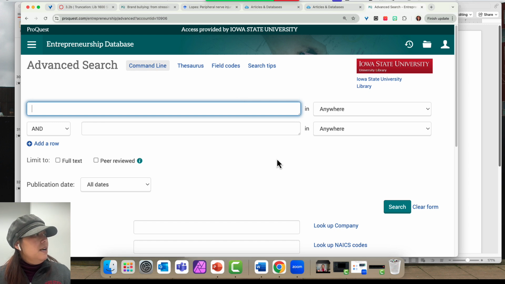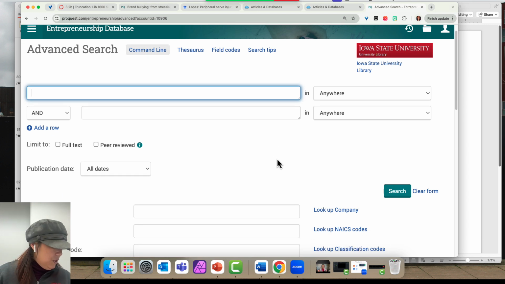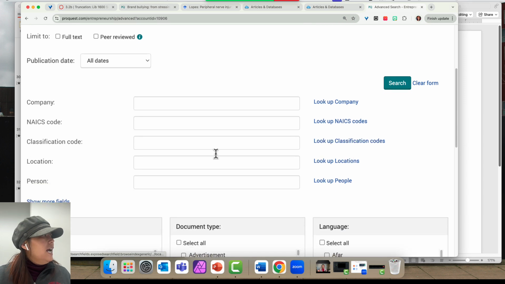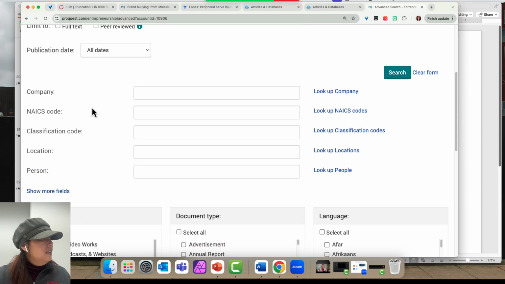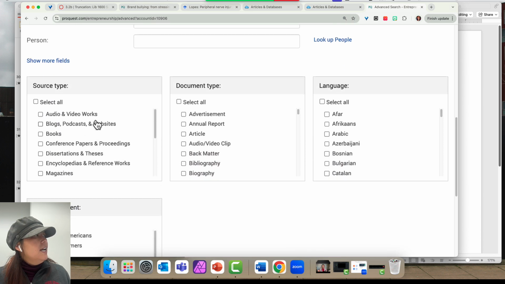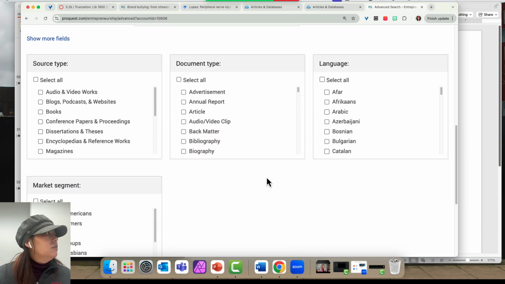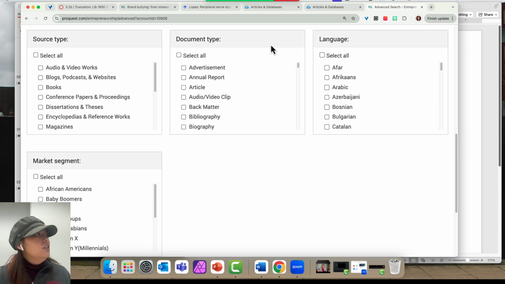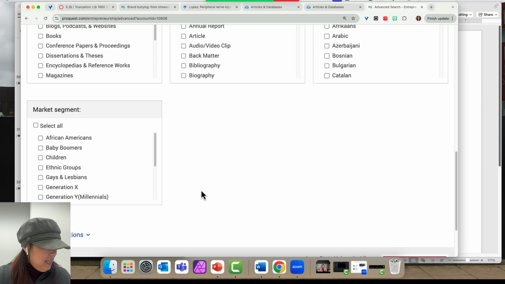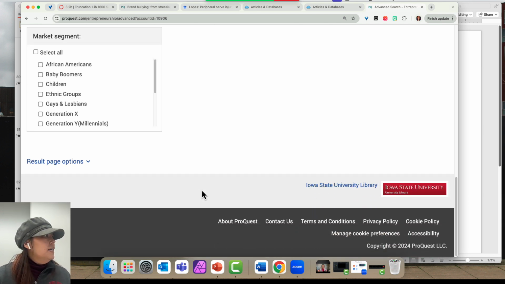All right, now I'm in advanced search, and what it's asking for is which of the following options are on this page. In other words, how can I search? So you can see I can search by company, NAICS code, classification, location, and then notice there are more field searching options: source type, document type, language, and market segment. And then the results page.